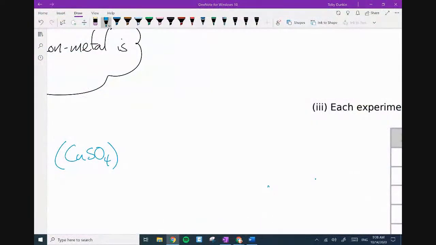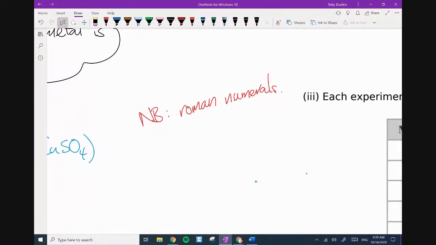Okay. So nota bene, I'm going to do this in red. Nota bene. Roman numerals. You learn these in primary school and you probably haven't seen them since. And in chemistry, you've got to know up to 7. Only up to 7. It stops at 7.